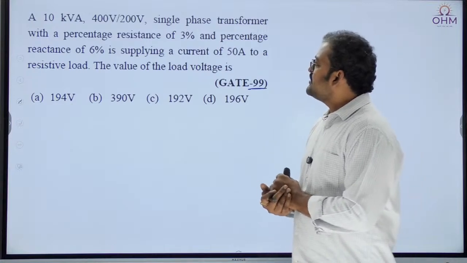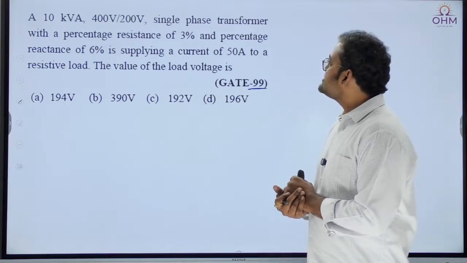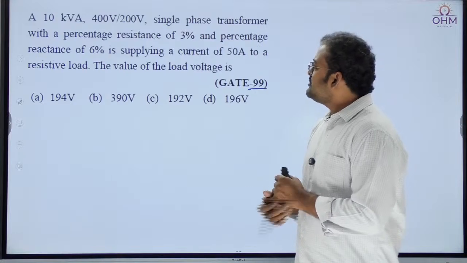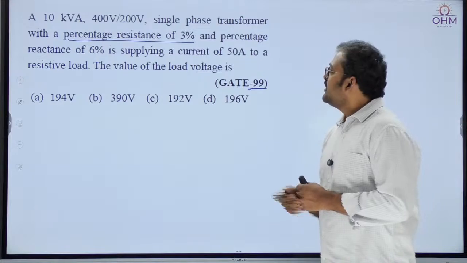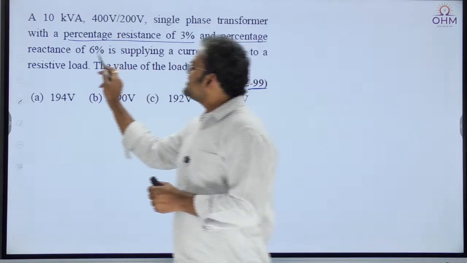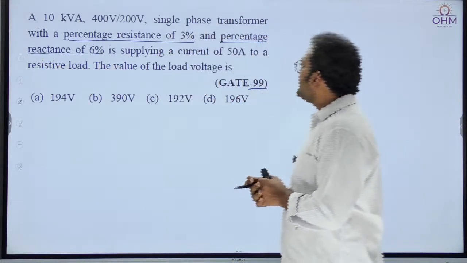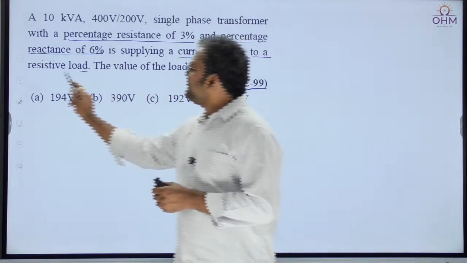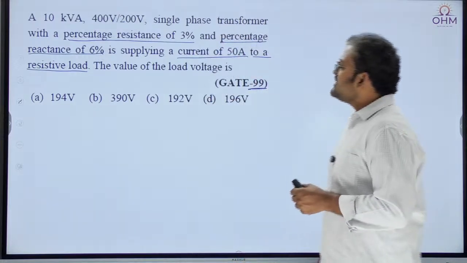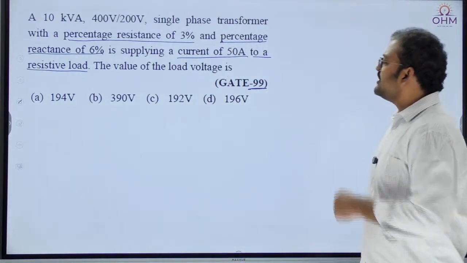A 10 kVA, 400 by 200 volt single phase transformer with percentage resistance of 3% and percentage reactance of 6% is supplying a current of 50 ampere to a resistive load. What is the value of load voltage is the question.